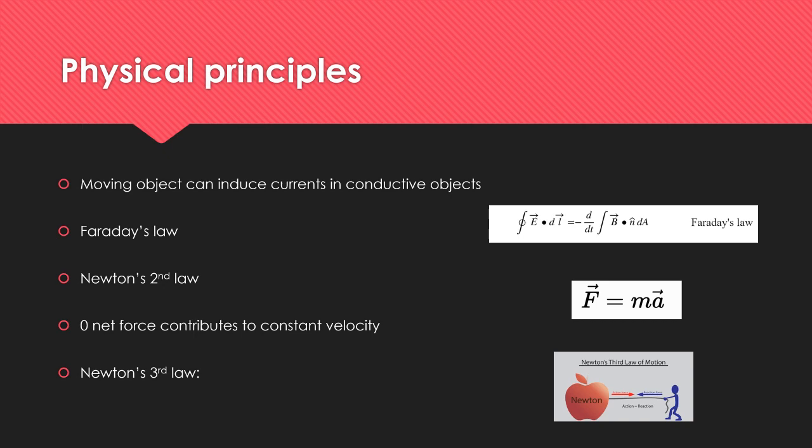Here are the physical principles involved with the lab. The first principle is that moving objects can induce currents in conductive objects. When we dropped the magnet through the aluminum tube, we induced a current in each small ring of thickness dy. We also have Faraday's law, which states that the EMF is equal to the negative change in the flux. The other principles are Newton's second law, the principle that if an object is moving with constant velocity, it has zero net force acting on it, and Newton's third law, which basically means that the magnetic force the magnet exerts on the tube is equal to the magnetic force the tube exerts on the magnet.